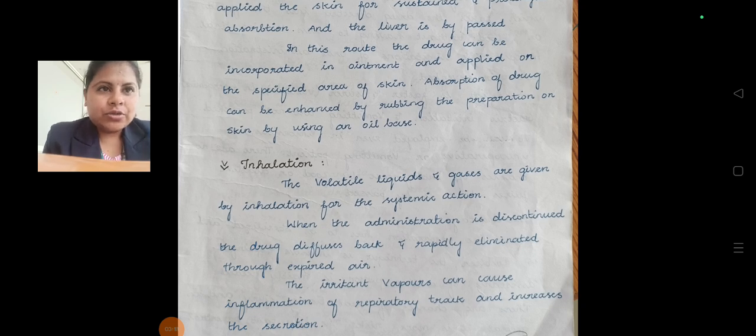So the inhalation route means certain volatile liquids or gases are given by inhalation for their systemic action. When the administration is withdrawn or discontinued, the drug also diffuses back and gets rapidly eliminated by means of expiration. Certain irritant vapors can cause inflammation in the respiratory tract, which also increases the nasal secretions.